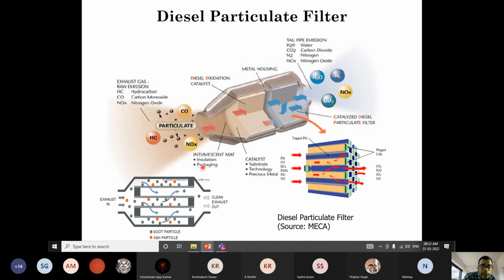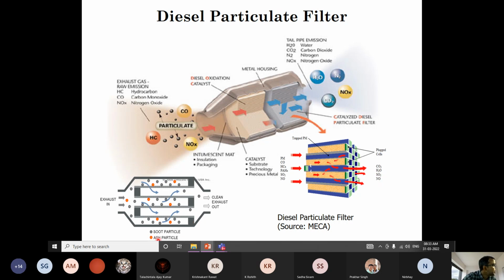Regeneration means we need to do something to this particulate filter, and it's not so easy. We need to increase the temperature of the DPF up to the limit where the solid particulate can burn out and convert into ash. Once it is done, it will pass out from this filter and go out to the atmosphere. So we need to do the regeneration from time to time, depending upon how fast it is blocking.